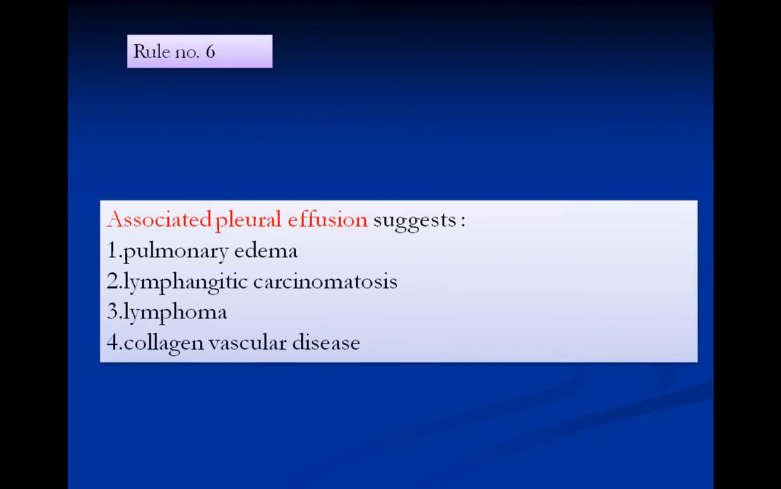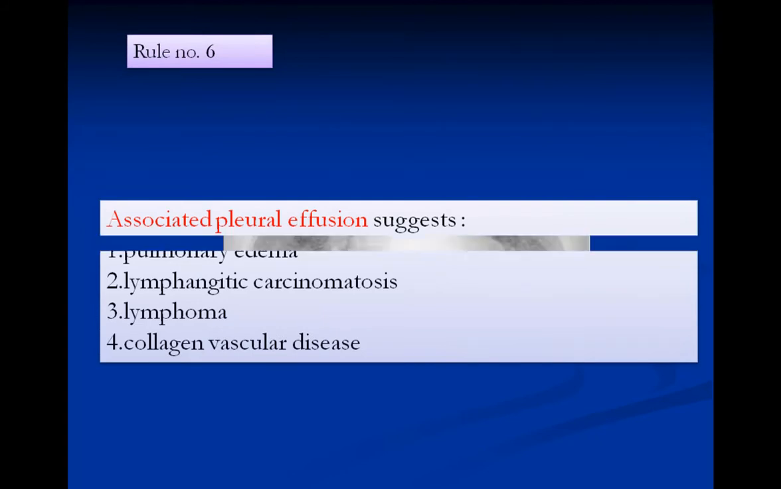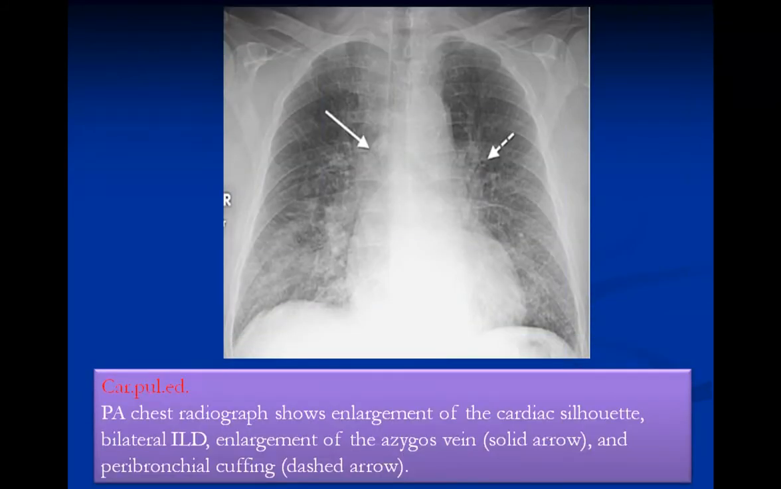So rule number 6: if an associated pleural effusion is present along with interstitial lung disease changes, we have to rule out pulmonary edema, lymphangitic carcinomatosis, lymphoma, connective tissue disorders. This diagram shows enlargement of the azygos vein and peribronchial cuffing. There is enlargement of the cardiac shadow. This is an example of cardiogenic pulmonary edema.